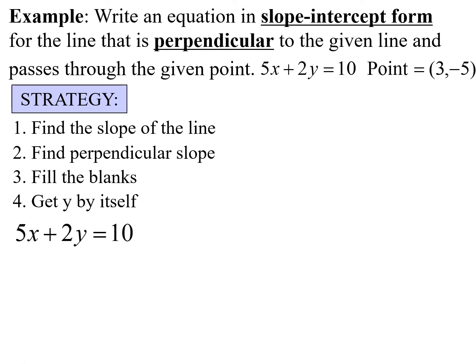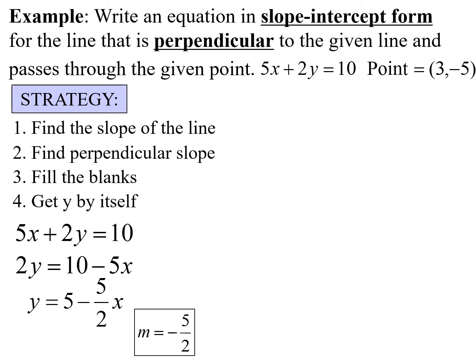So our line is 5x plus 2y equals 10. If I want to find the slope, I can put this line into slope-intercept form by getting y by itself. The first step would be to subtract 5x from both sides. So I get 2y is equal to 10 minus 5x. To get y by itself now, I need to divide everything by 2. So we have y equals 5 minus 5 over 2 x. Again, when I'm looking for the slope, it's always the value in front of x. So my slope is equal to negative 5 over 2.